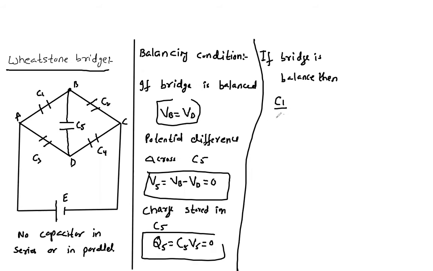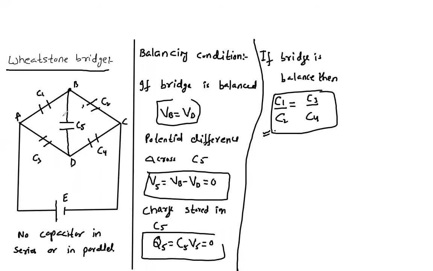If the bridge is balanced, that means the ratio of C1 and C2 is equal to the ratio of C3 and C4. This is the balancing condition of the Wheatstone bridge: C1 by C2 is C3 by C4. If you can satisfy this condition, that means charge is 0, potential difference is 0, potentials are equal.